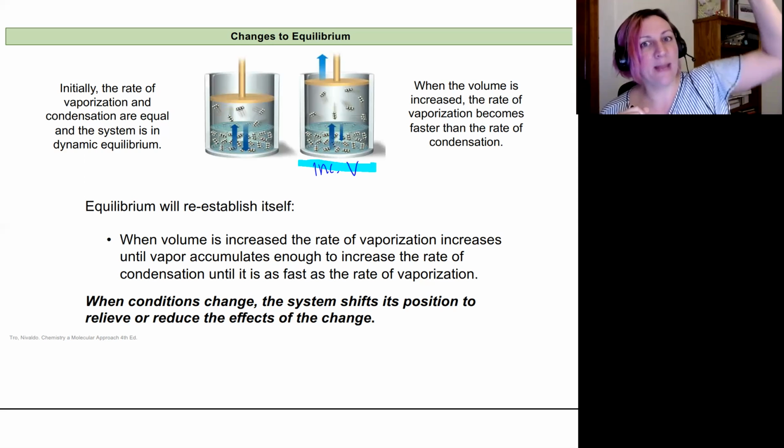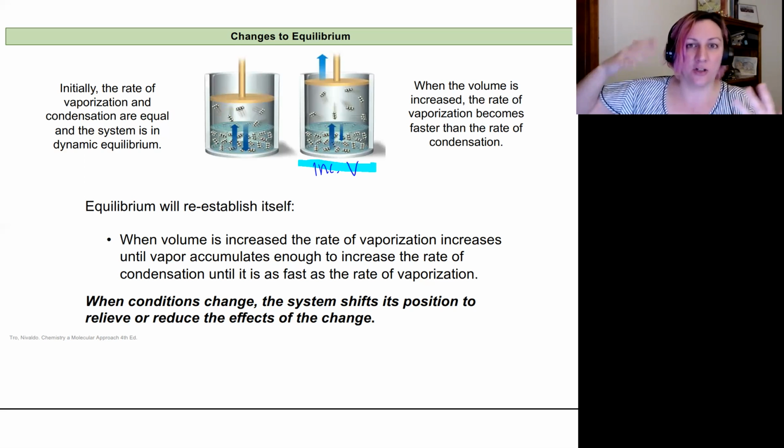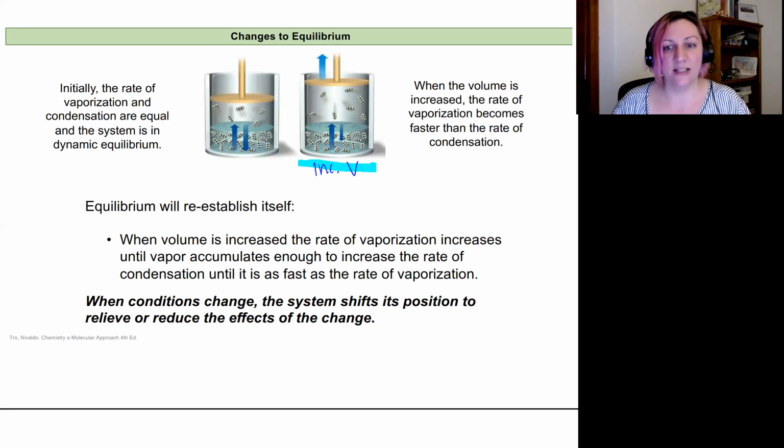So I can make these changes and the system will react and respond by modifying the rate of condensation. It's not like an intentional thing. It's just there's less particles to condense until they reach that equilibrium vapor pressure again. And so that'll keep happening.